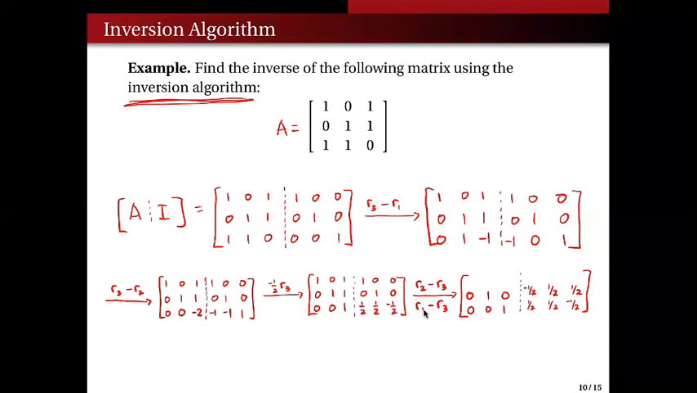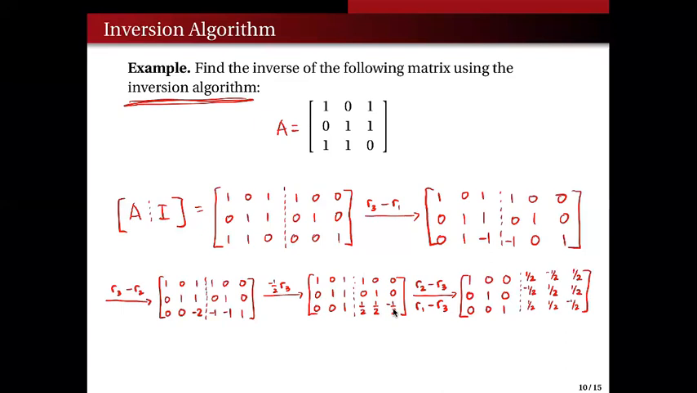For row 1 here, row 1 minus row 3, you have 1 minus 0, that's 1. 0 minus 0, that's 0. 1 minus 1, that becomes 0. And then 1 minus 1 half, that's positive 1 half. 0 minus 1 half, that's negative 1 half. 0 minus negative 1 half, that's positive 1 half.